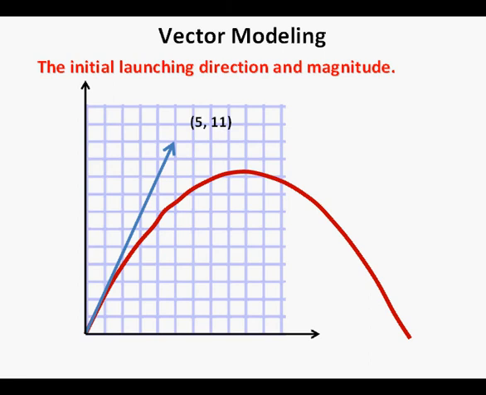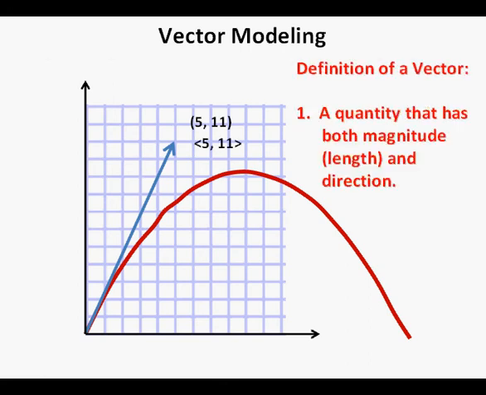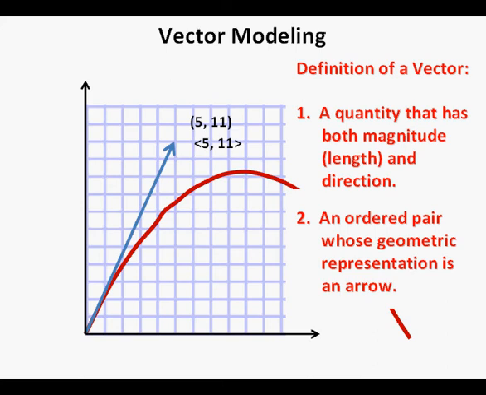And there are other notations available to show that a line segment is a vector. I've seen it in angular brackets like this. A vector has two attributes, magnitude and direction. In fact, that's a definition of a vector. It's a quantity that has both magnitude and direction. Magnitude is another word for length. And on a coordinate plane, it has another definition. It's an ordered pair whose geometric representation is an arrow.